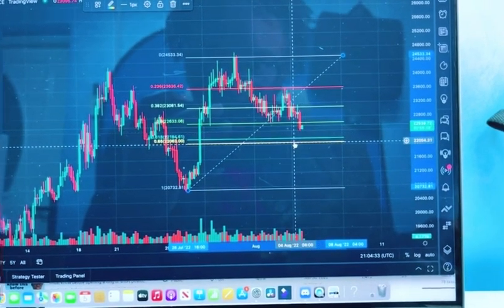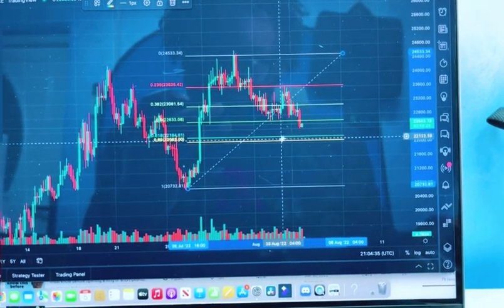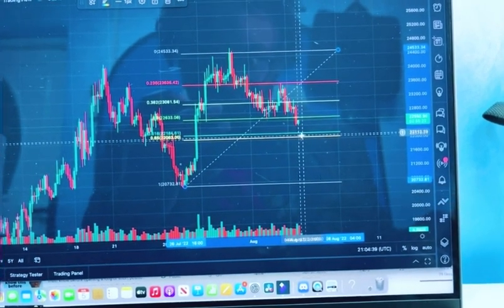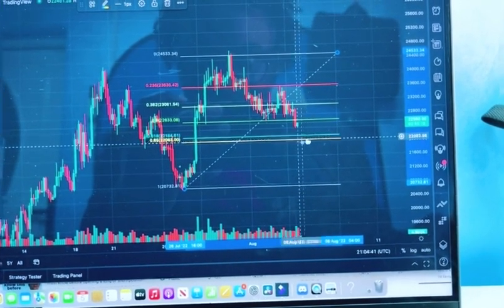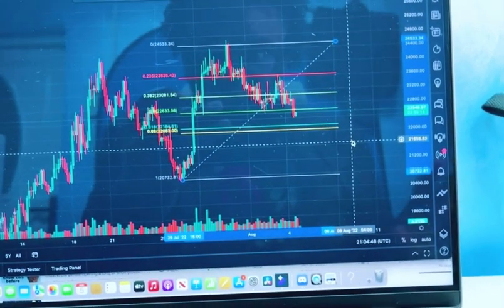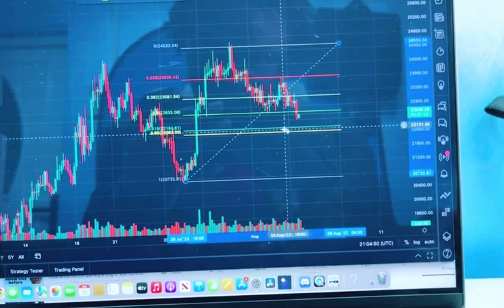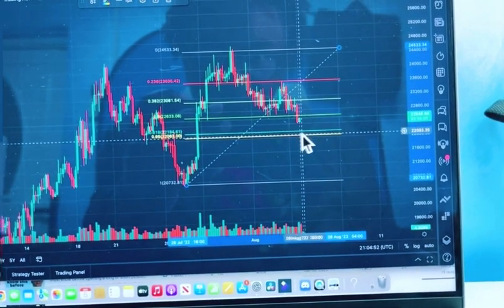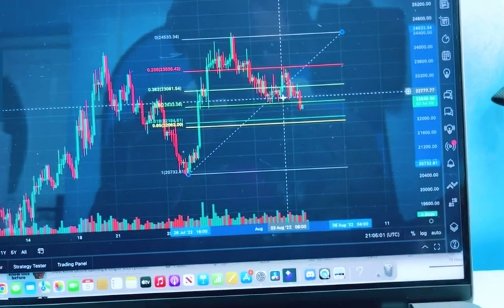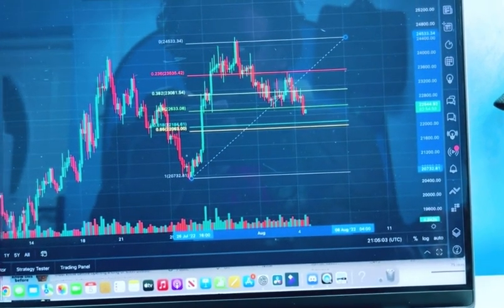But you have to take note of the fact that this right here is the golden pocket, so it has immense support right there. This cannot just be broken down easily. Well, it can, but not as easy, so we have to watch out for this for a possible bounce right here.